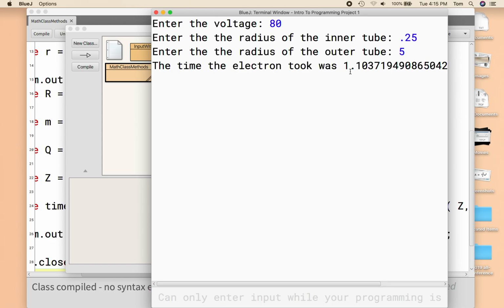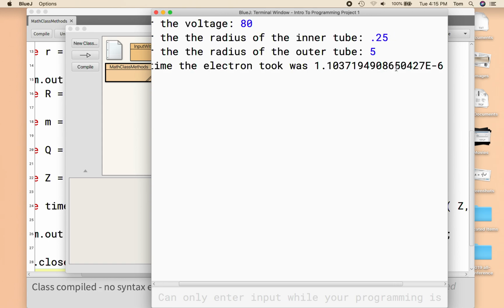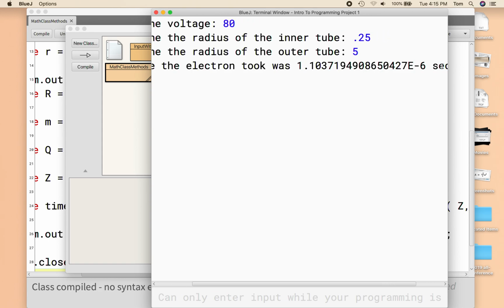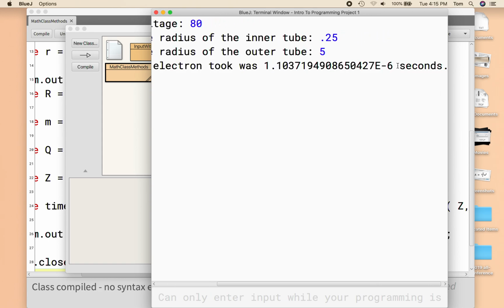The time the electron took was 1.10 times 10 to the negative 6. So that's very close to 0 seconds, but that's how fast electrons move. So if you do yours, then you should be able to get that result as well.